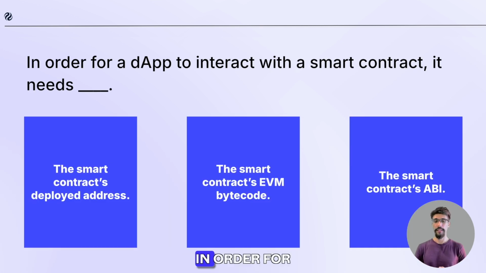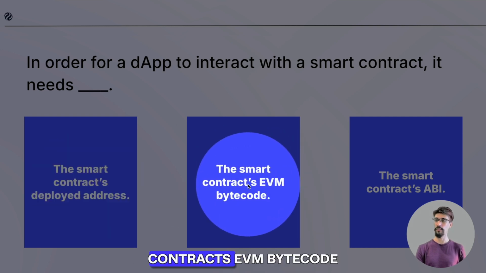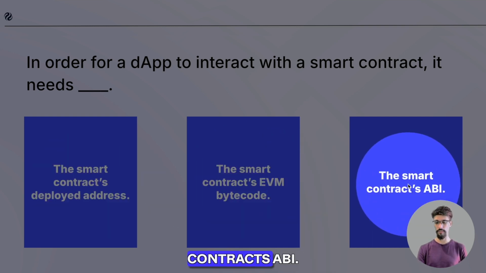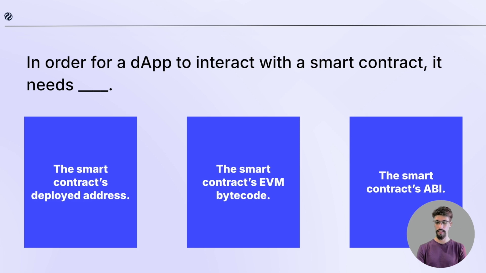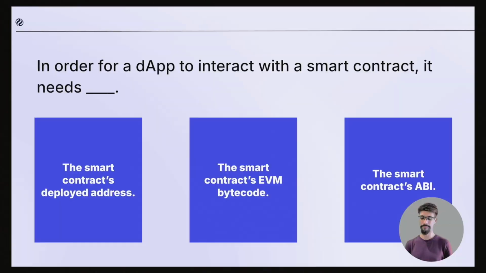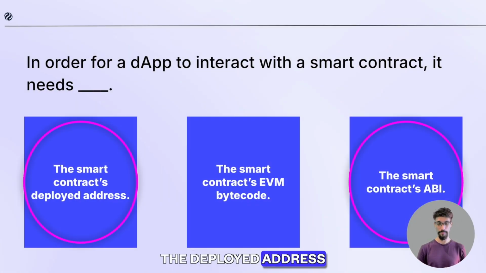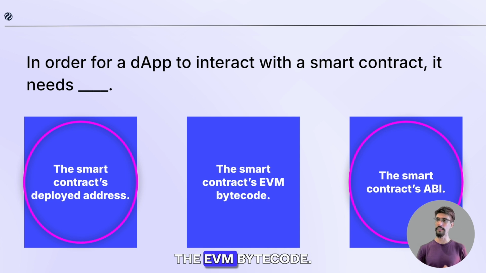Next question. In order for a dApp to interact with a smart contract, it needs blank. The options are: the smart contract's deployed address, the smart contract's EVM bytecode, and the smart contract's ABI. I'll pause for a bit while you think of the answer. And the answer is the deployed address and the ABI of the smart contract. It needs both of those, right? What it doesn't need is the EVM bytecode.